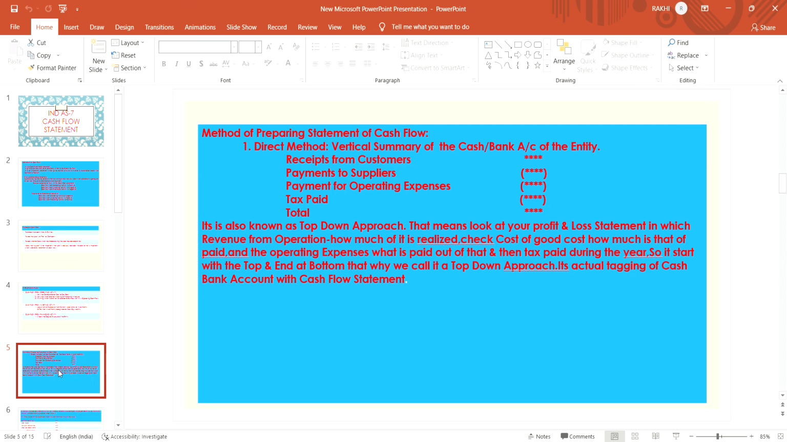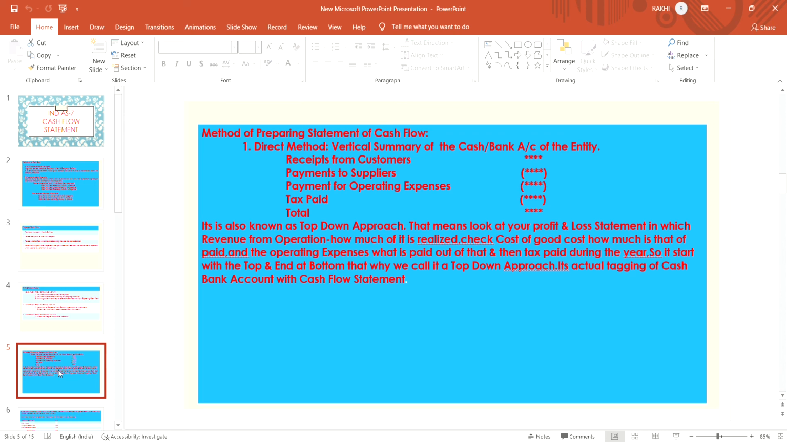Look at your profit and loss statement: how much revenue from operations is realized, that is, received from customers. Cost of goods sold, how much is paid, that is payment to suppliers. From expenses, we find out what is paid out for operating expenses, that is payment for operating expenses. And any tax paid during the year. So received from customers, less payment to suppliers, less payment for operating expenses, then tax paid, gives the cash flow from the direct method.